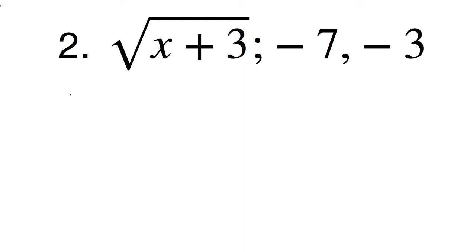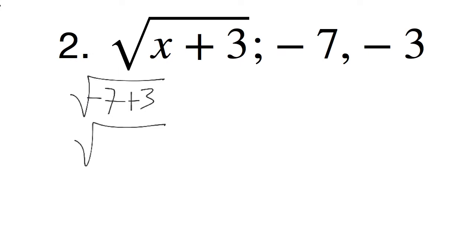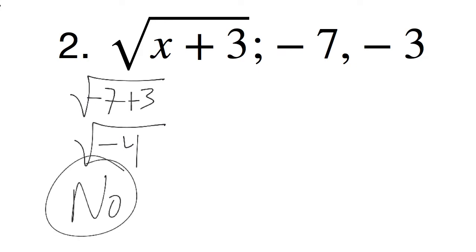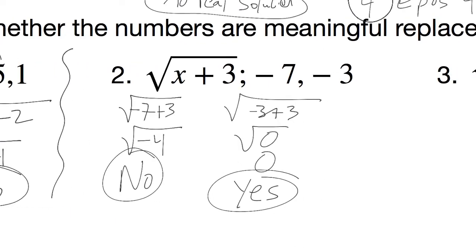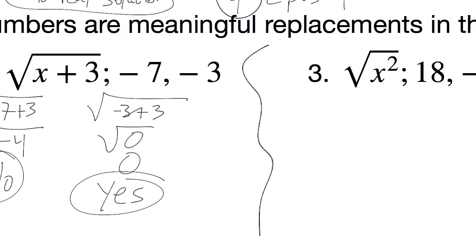Let's see, square root of negative 7 plus 3, that's going to be square root of negative 4. And no real number times itself is going to be negative 4. So is it meaningful? No, not meaningful. However, if you take square root of negative 3 plus 3, you get the square root of 0, which is actually 0. 0 times itself is 0, so yes, that's fine. It's only when the number is negative that it becomes not meaningful.